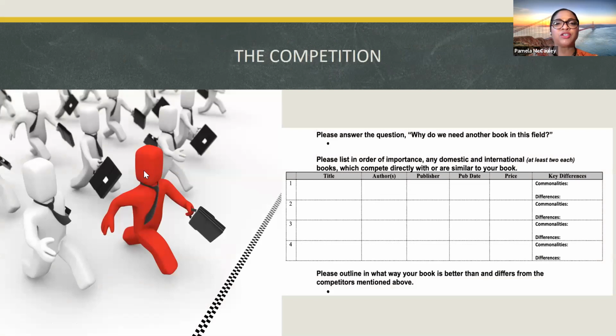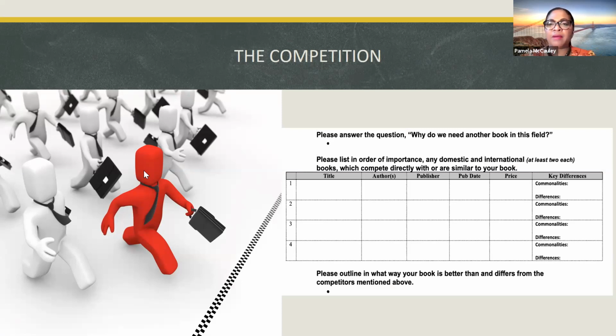And then the competition. Nobody wants to talk about the competition, but we have to, because there is competition. People say there's never been a book written like mine. That's probably not true, okay? But you still need to talk about the competition. So talk about the competition, and then why we need another book in the field, why your book is going to add some value. And then of course, list in order of importance any domestic and international books which compete directly with or which are similar to your book.